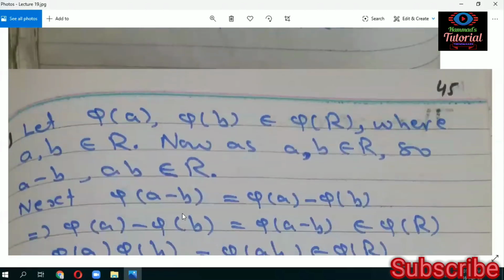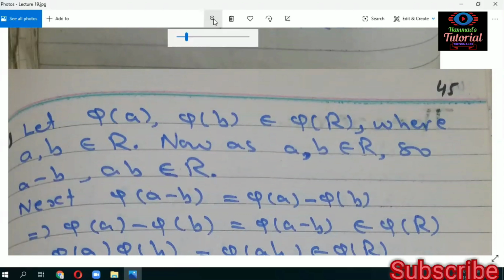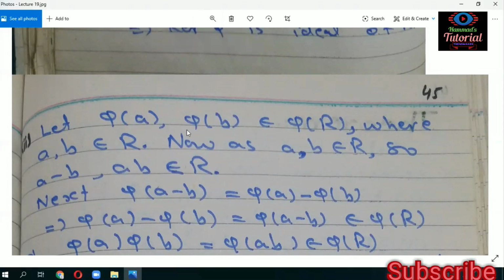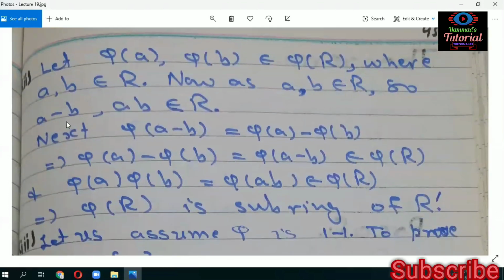Next, let phi of a and phi of b belong to phi of R, where a and b are elements of R. Now as a and b are elements of R, a minus b and a into b belong to R because R is a ring. So it means phi of a minus b and phi of a into b will belong to phi of R.